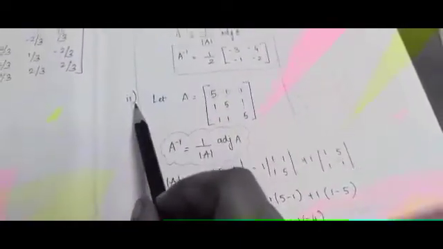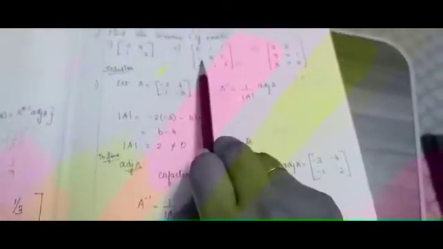Alright. So since this is a 3 cross 3 matrix, we need to find the cofactor for all the elements. So I've done the first sum and the second sum. So first and second subdivision I've done. You can work out the third subdivision as a homework sum.